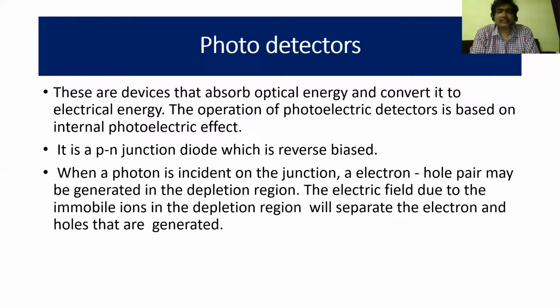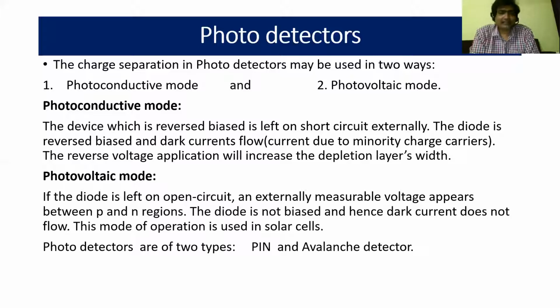When a photon is incident on the junction, an electron-hole pair may be generated in the depletion region. The electric field in this depletion region, generated due to the immobile ions, will separate the electrons and holes that are generated. Let us see what are the photoconductive mode and photovoltaic mode in photodetectors. The charge separation in photodetectors may be used in two ways. One is photoconductive mode and another one is photovoltaic mode.